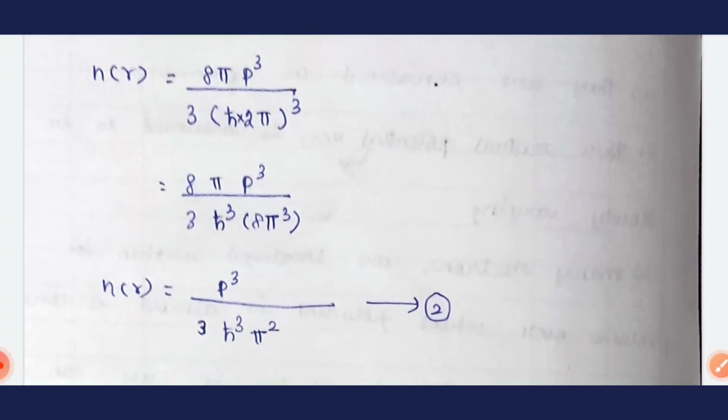We can cancel the 8 pi in the numerator and denominator, the pi cube will get cancelled, and the remaining pi square will be in the denominator. Taking this as equation 2, which gives the number of electrons.